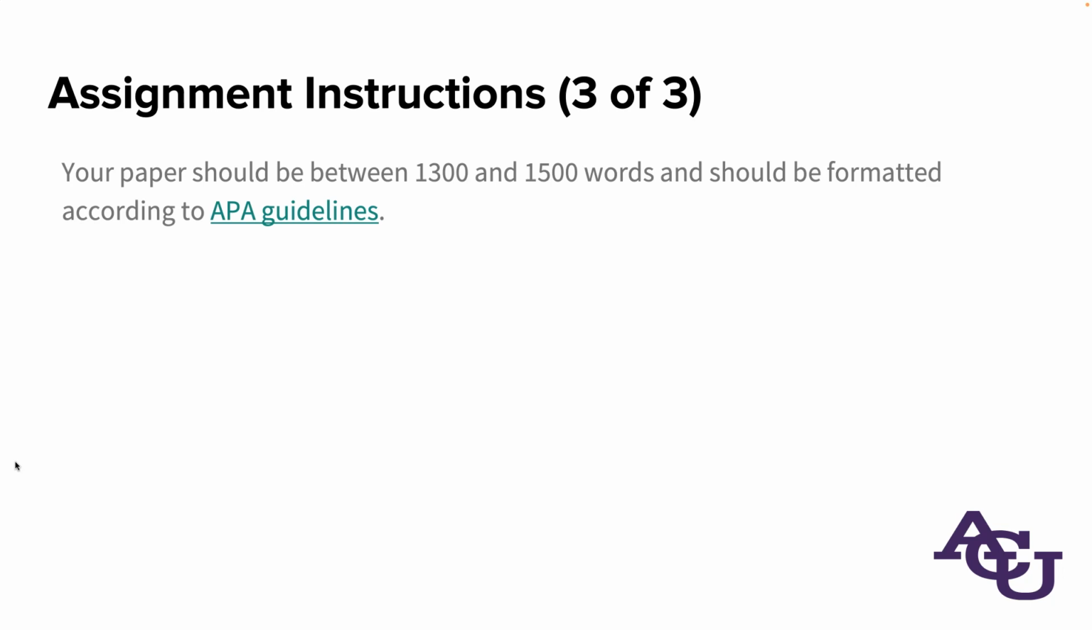If you're wondering how long that is, 1,300 is just a little bit over 5 double-spaced pages, and 1,500 words is about 6 double-spaced pages in APA style, meaning 12-point font, 1-inch margins, double spacing, and basically using our APA course paper template. And that's roughly 5 to 6 pages of content, so we're not counting the title page, we're not counting the references page.